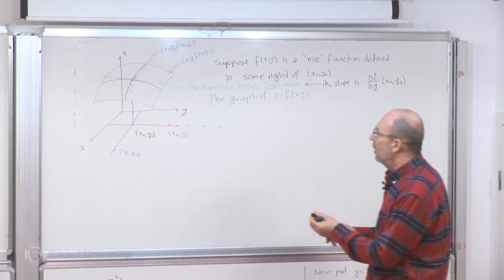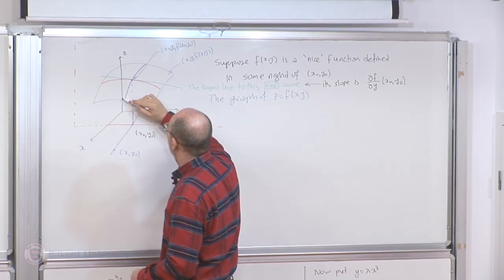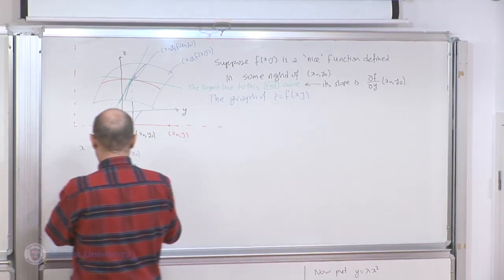Okay, now we have again the same thing here. We have a tangent line here like this. Okay, so this is the tangent line.